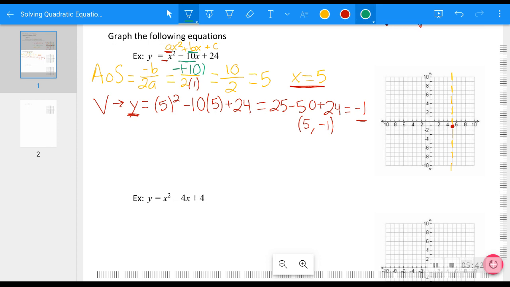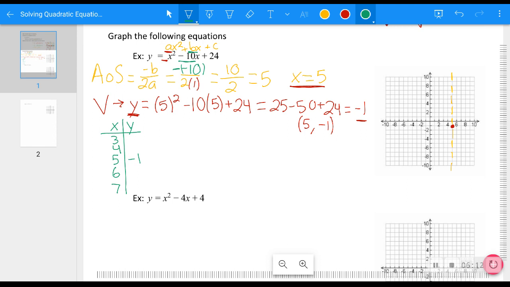So in order to find those, we're going to make a handy-dandy little table of xy values, which we did when we were graphing quadratics. So our vertex is 5, negative 1, and we're going to pick points on either side of it. So if we go to the left, we're going to have 4 and 3, and if we go to the right, we'll have 6 and 7.